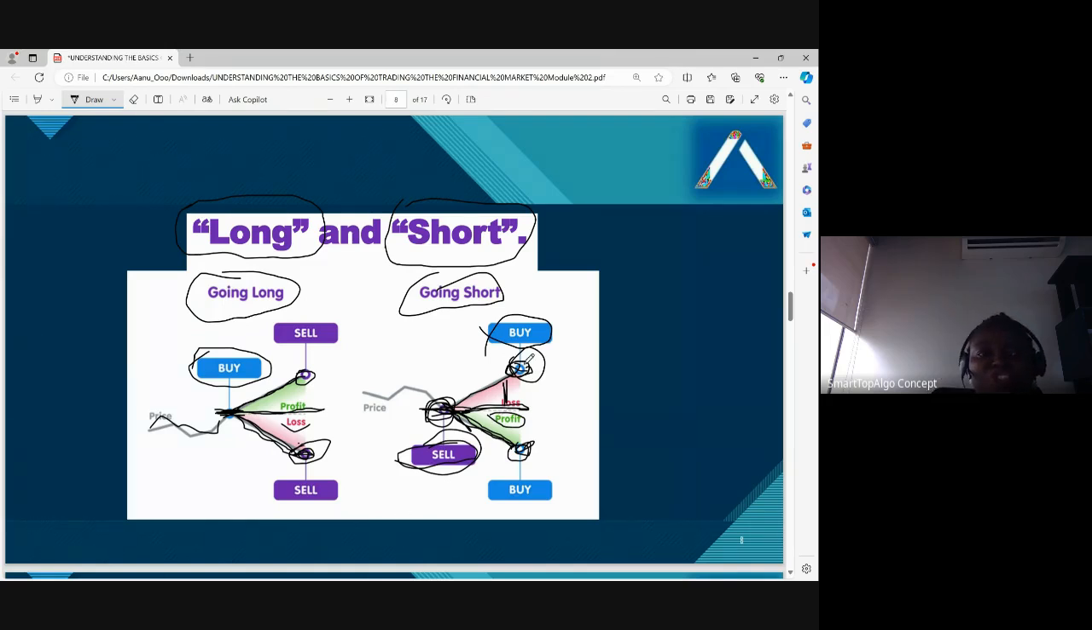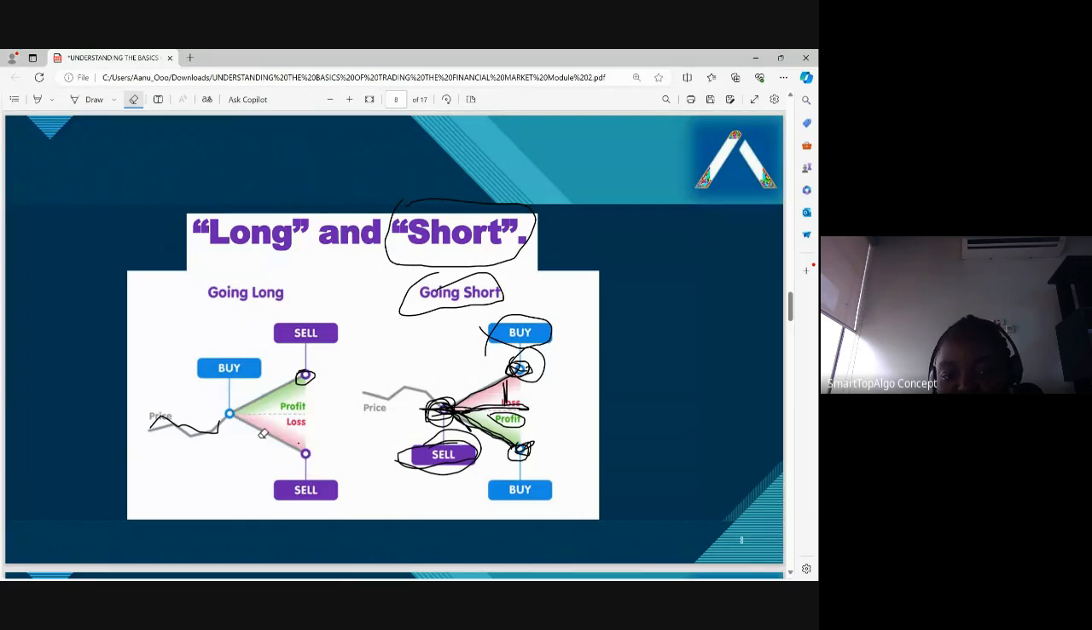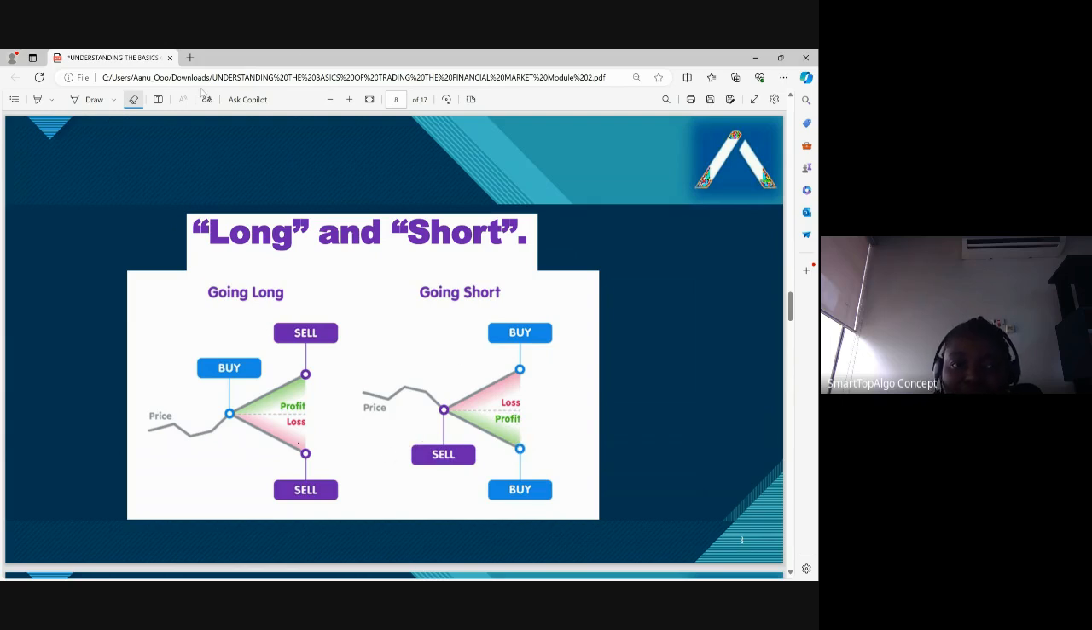So this is basically just an illustration of the decisions you make in the market. I hope this makes sense.